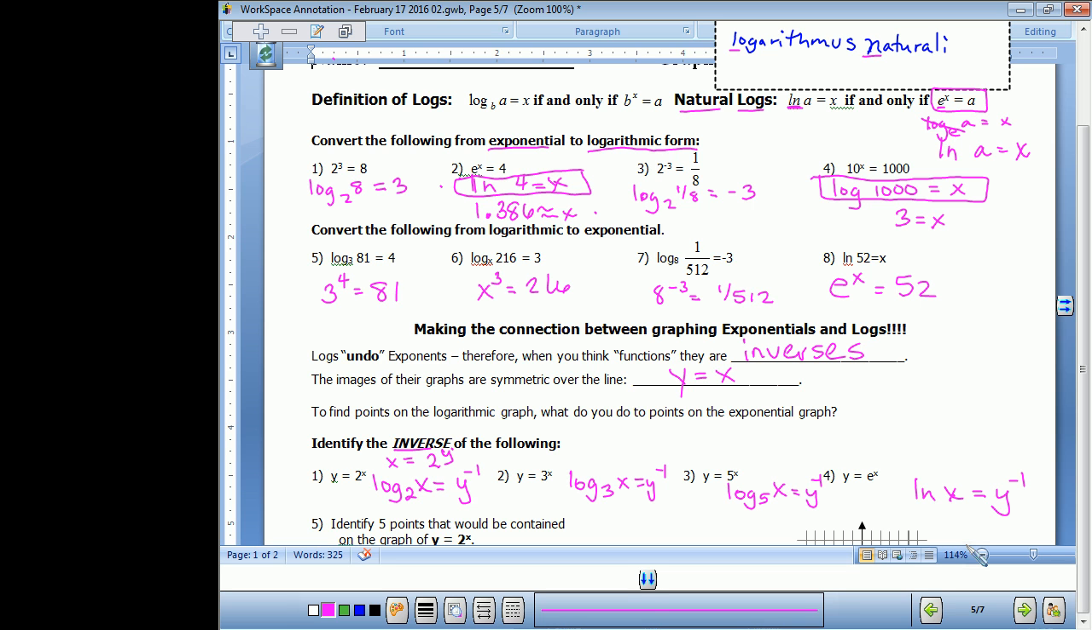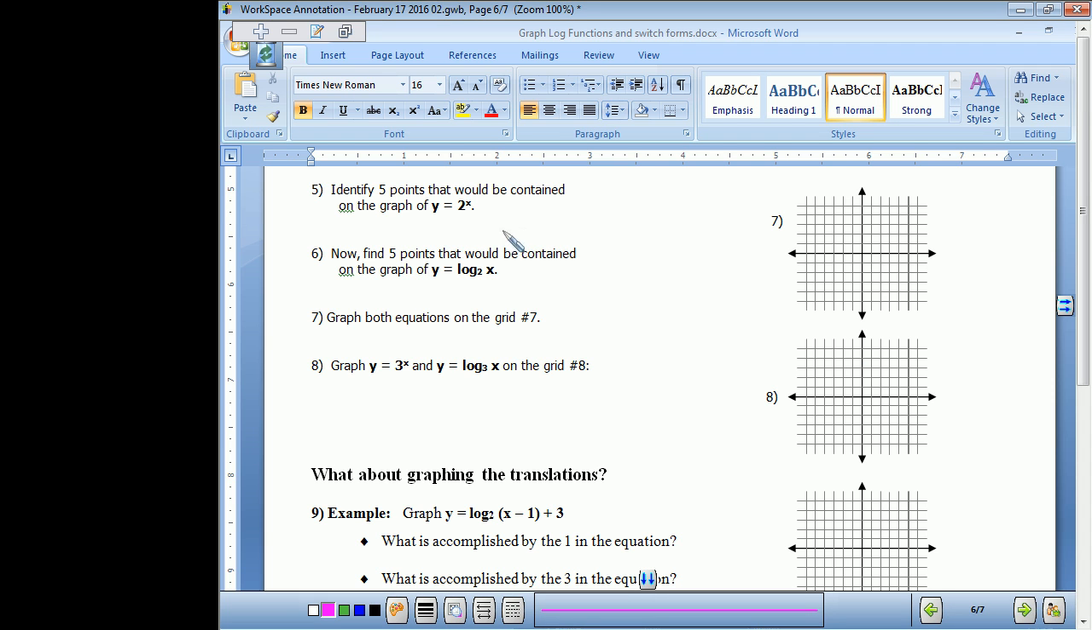Okay, so since logarithmic functions are inverses of exponential functions, we're going to go back and take a look at the exponentials, which we've been working on recently, and relate that to the log before we just focus on logarithmic functions. So here it says identify 5. We're going to go with 3. Identify 3 points that would be contained on the graph of y equals 2 to the x.